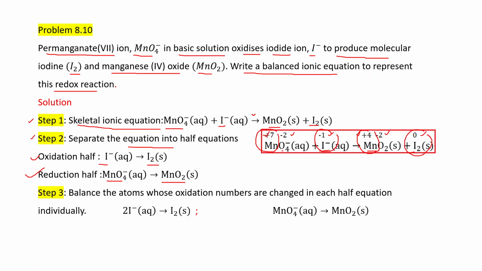Now step 3. Balance the atoms whose oxidation numbers are changed in each half equation individually. So in case of the oxidation half equation, we will balance the iodide on both sides. So 2I minus converting into I2. Now in case of the reduction half equation, Mn and oxygen atoms are there, but there is no change in the oxidation number of oxygen atoms. The change is taking place in the oxidation number of Mn, but Mn on both sides is 1, 1. So it is not necessary to do anything with this equation. Okay.